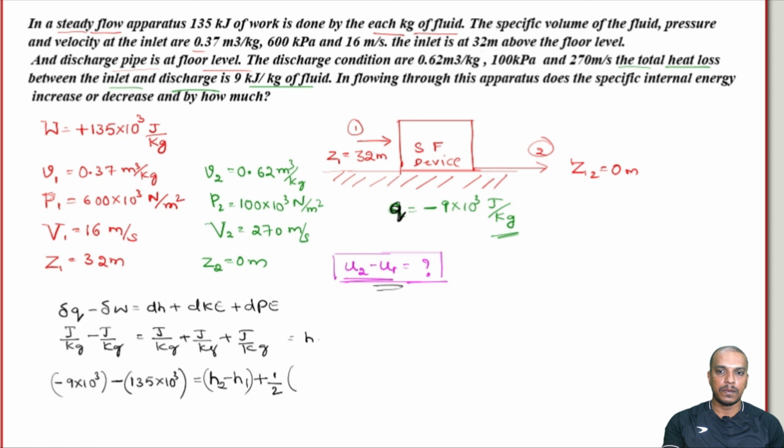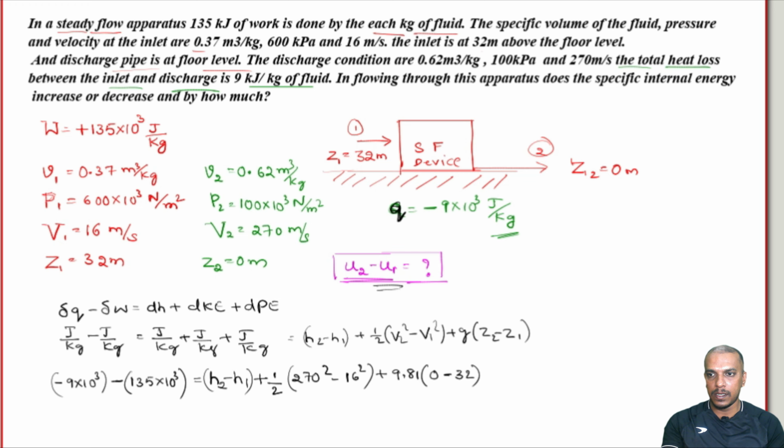So, I will expand this equation here, then I will substitute it, half into V2 square minus V1 square plus g into Z2 minus Z1. Now, in this place I am substituting half into V2 square, capital V, remember, 270 square minus 16 square plus 9.81 into Z2 is 0 and Z1 is 32. Now, this equation can be solved in order to get the value of H2 minus H1.